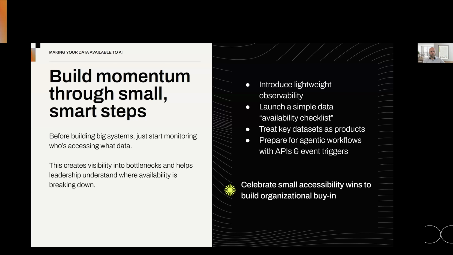Yeah, absolutely. It can be a virtuous cycle, and that's what we want to go for.